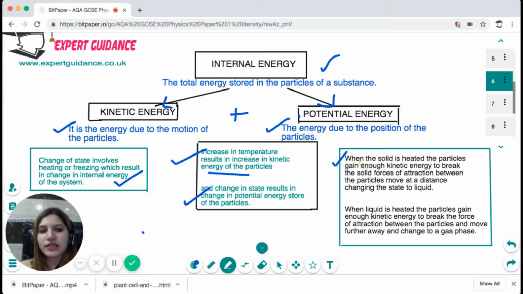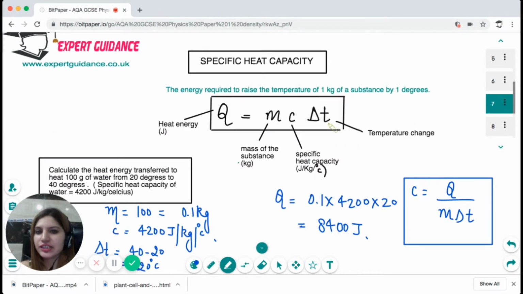When the solid is heated, the particles gain enough kinetic energy to break the force of attraction between the particles, and they move at a distance, changing the state to a liquid. And when a liquid is heated, the particle gains enough kinetic energy to break the force of attraction between the particles and move further away and change into a gas phase. Okay, so this concept of internal energy is clear to you.